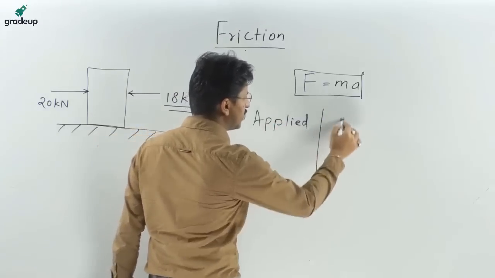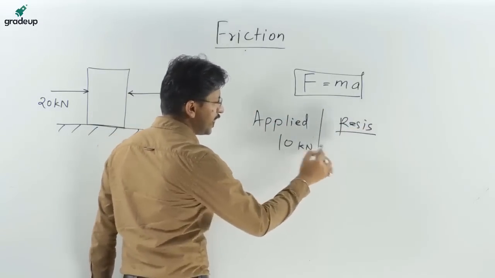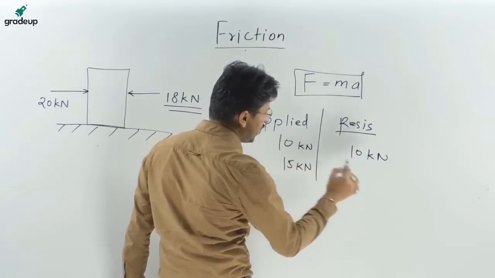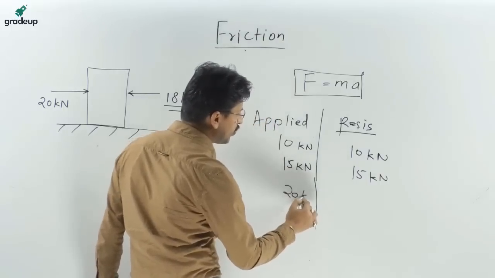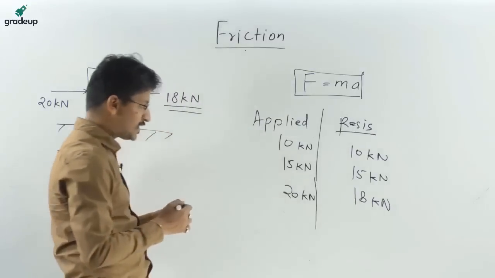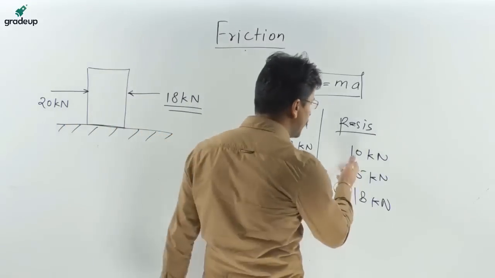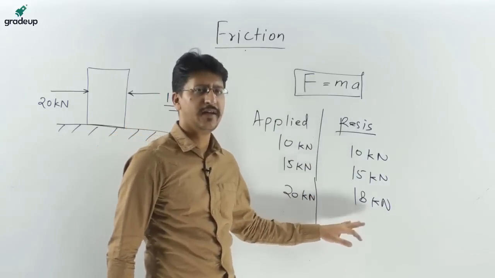Now you see the first case, the applied force and the resistance that we are getting. In the first case it is 10 kilonewton, here also it was 10; here we increased it to 15, here also it increased to 15. But when we apply this 20 kilonewton, this only increased to 18. That means this 18 kilonewton is the maximum limit up to which this force can be increased. After this, it won't increase.